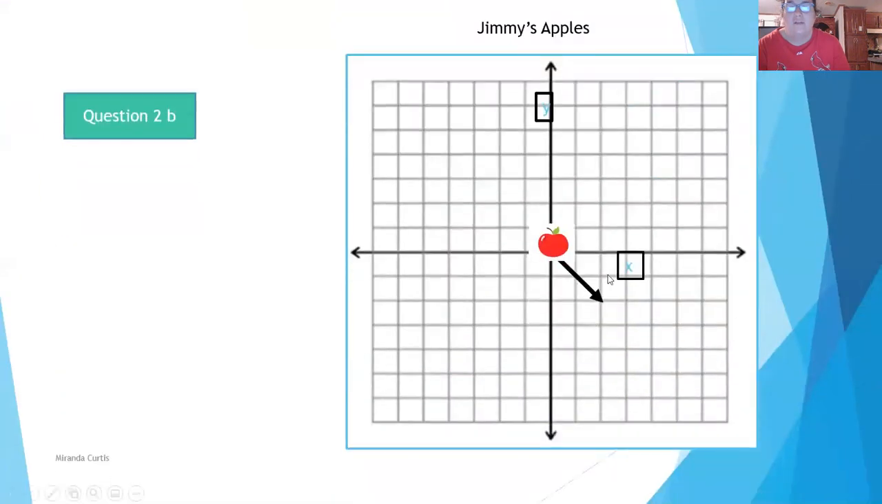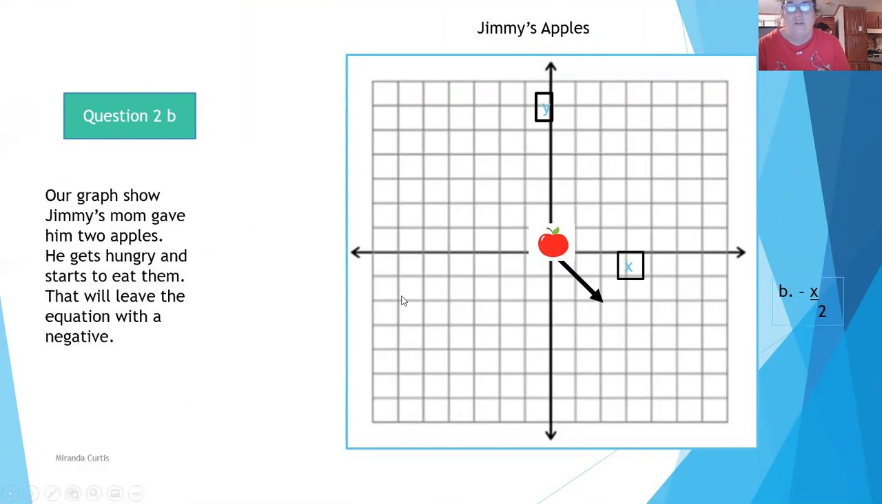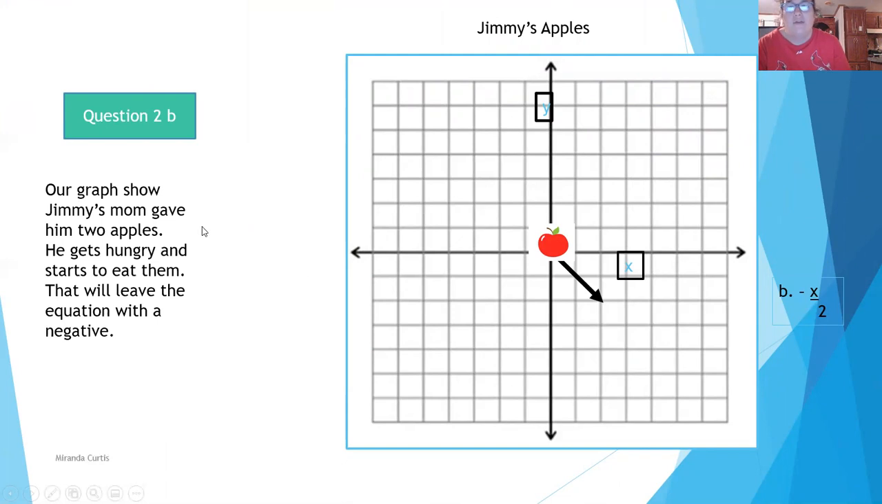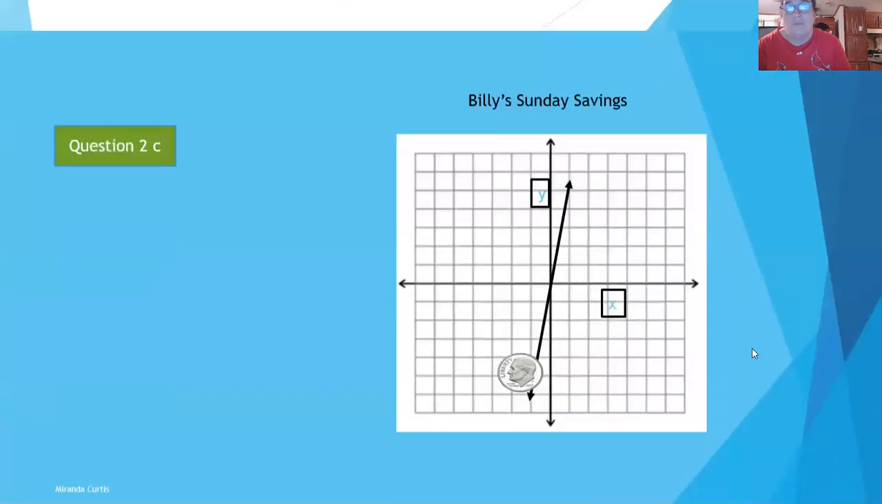Okay, here's another one. This one says Jimmy's apples. Our equation is negative x over 2. So Jimmy's mom gave him 2 apples. He gets hungry and starts to eat them. That will leave the equation with a negative because he ate the apples. So the apples are pointing down like the arrow. It's going down because it's negative and he ate all the apples.